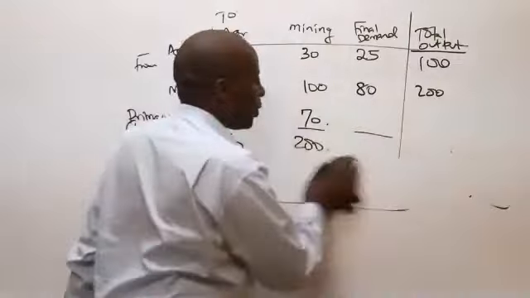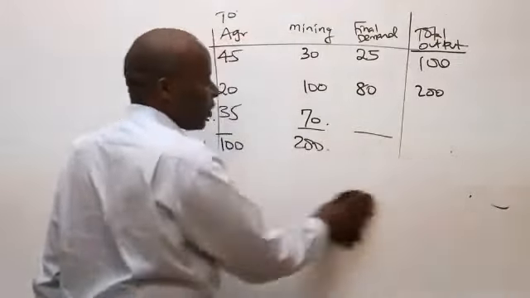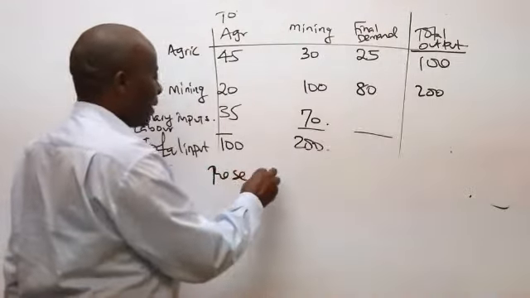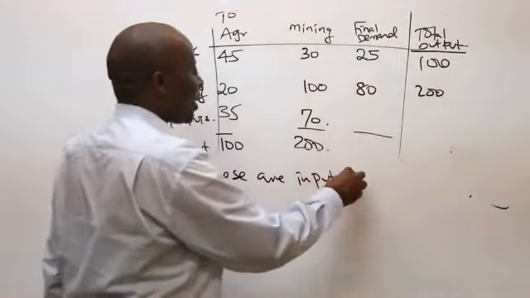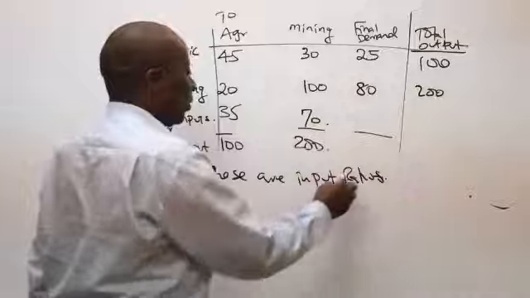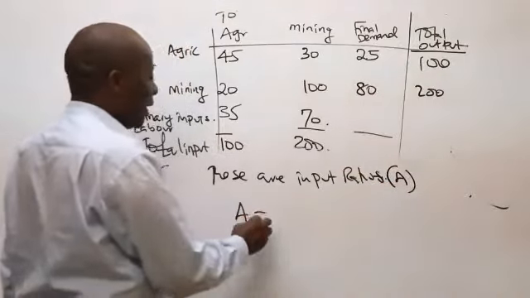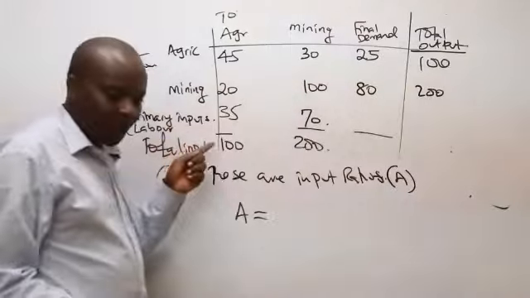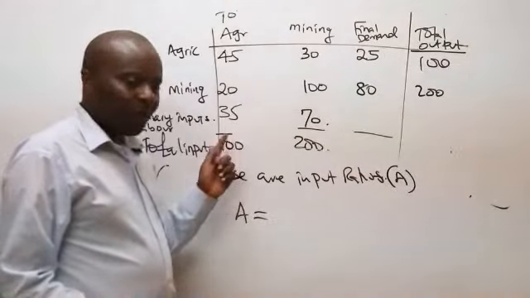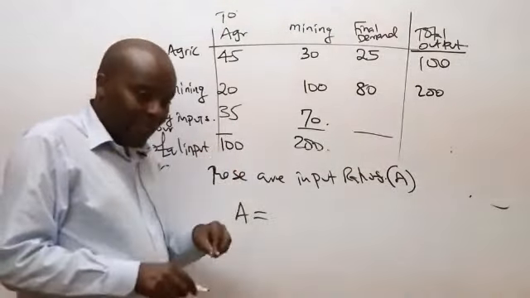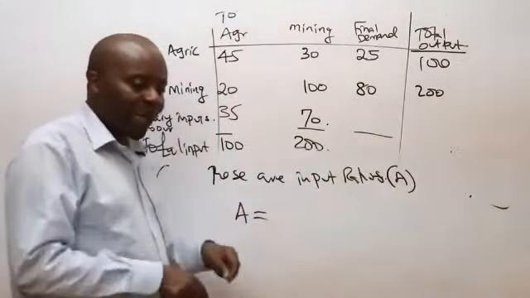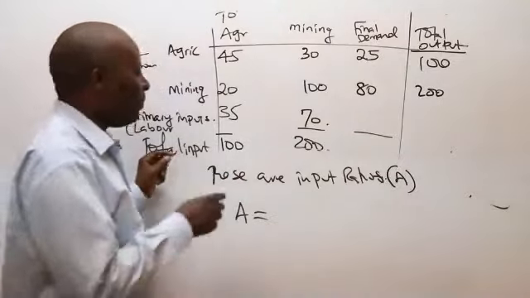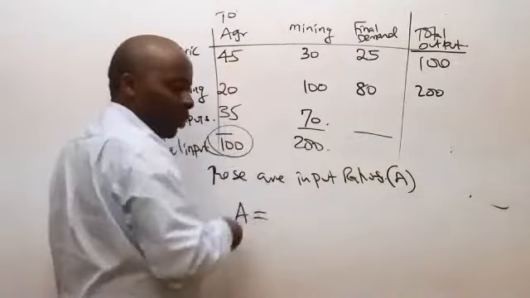So technical coefficients are basically the input ratios. We normally call them A. For us to get A, because I've got two sectors, I only need to go to my columns. Remember, we must first of all start by planting and then we harvest. So the input is a benchmark, and here we normally go down.